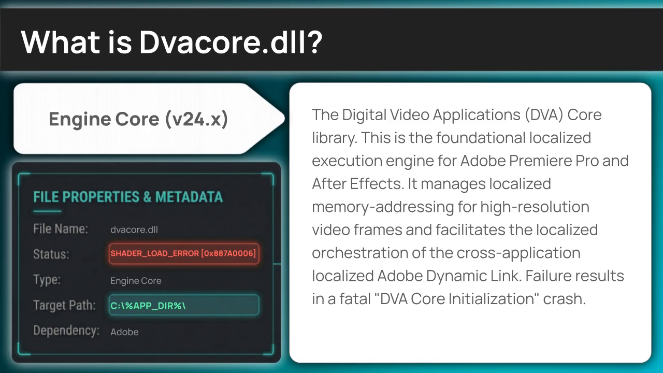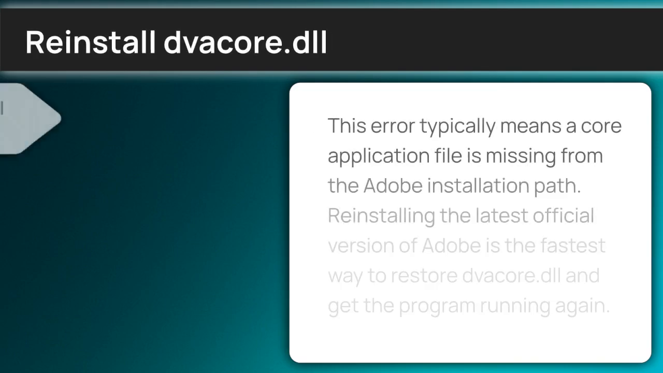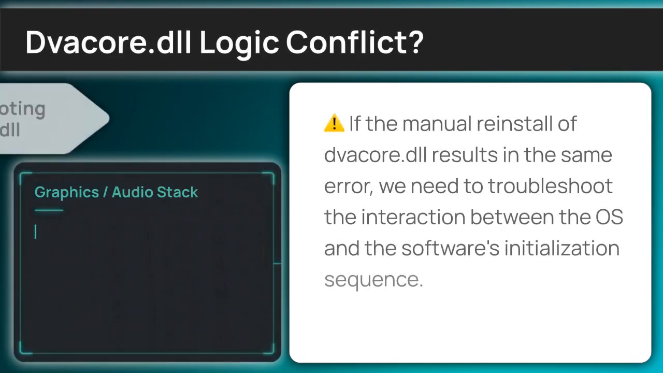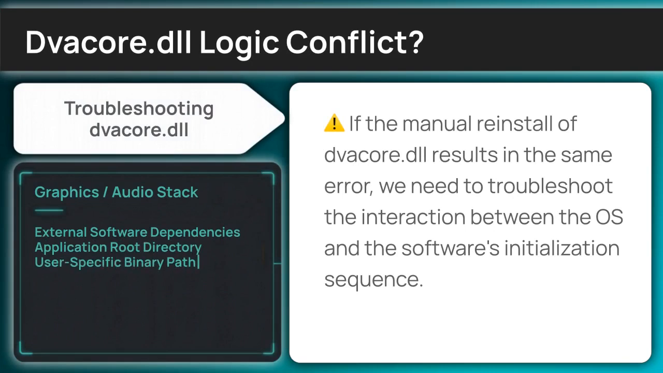Now let's dive into the solution, starting with a standard reinstallation. This error typically means a core application file is missing from the Adobe installation path. Reinstalling the latest official version of Adobe is the fastest way to restore the DVA Core Library DLL and get the program running again.